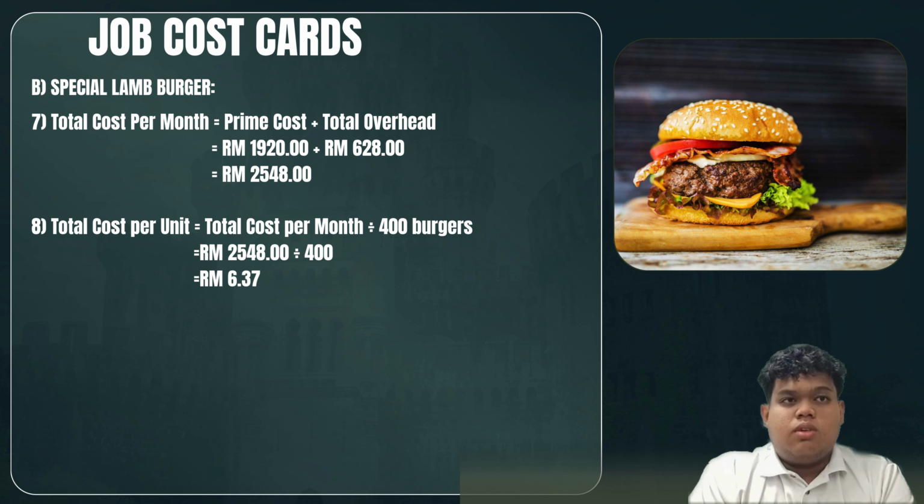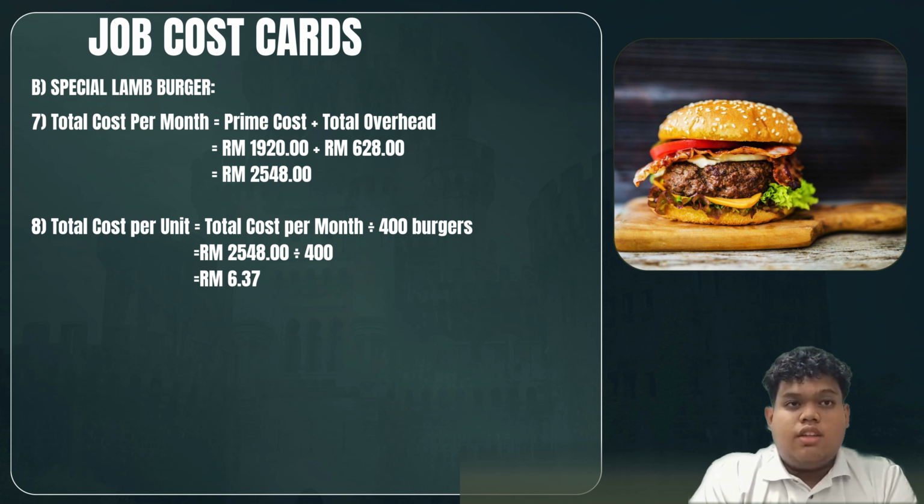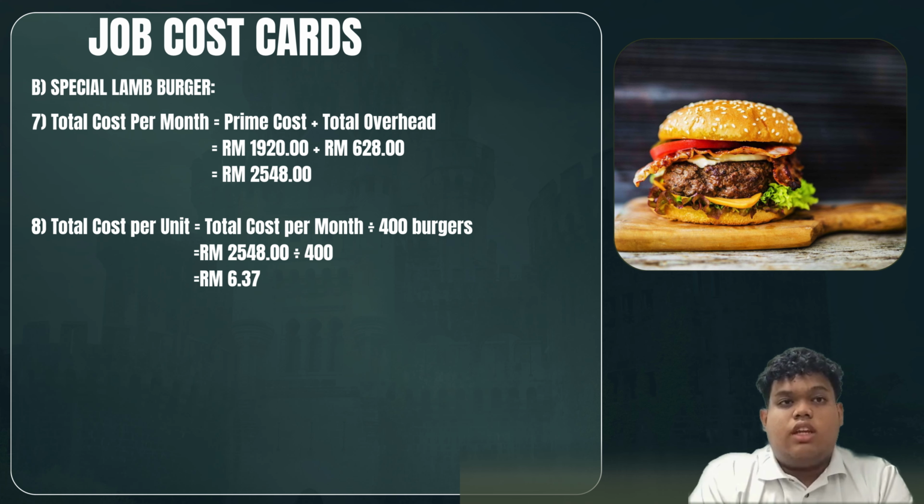We are going to calculate the total cost per month for the special lamb burger. To calculate total cost per month, we need prime cost plus total overhead, so 1,920 ringgit plus 628 ringgit, we got total cost per month around 2,548 ringgit.